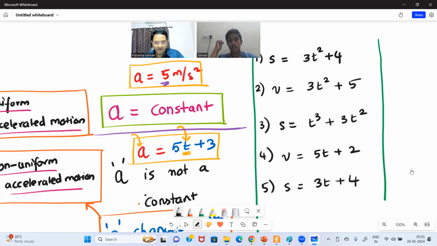Correct. So how do you find out? How do you ascertain from these equations that it comes under a particular category? When acceleration is not constant. So you should find it in each of them, right? When you have the value of acceleration, how do you find that? Because acceleration is not directly given, right? So how will you find it out?